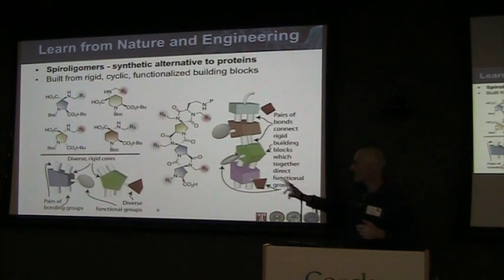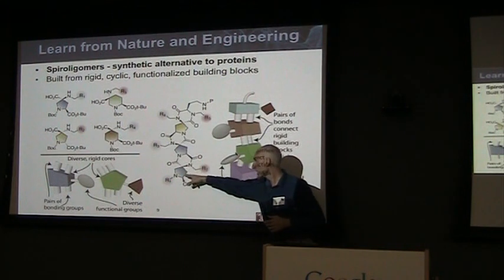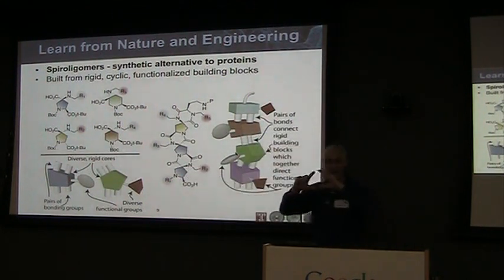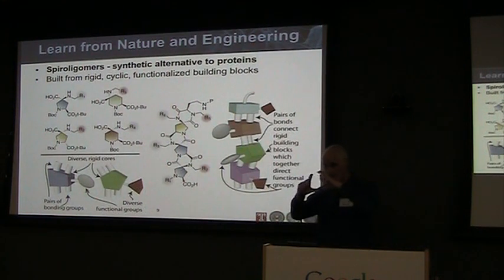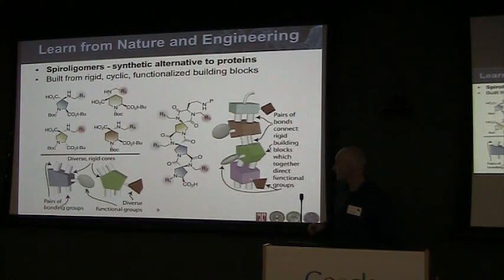What I'm going to do is make cyclic building blocks, rings, and connect them together through pairs of bonds. So I'm going to make ladder molecules. If I design a bunch of these different building blocks with different shapes, they're going to be like little Lego bricks. They're going to snap together through the same kind of chemistry, but when I put them together, I'm going to be able to program their shape.